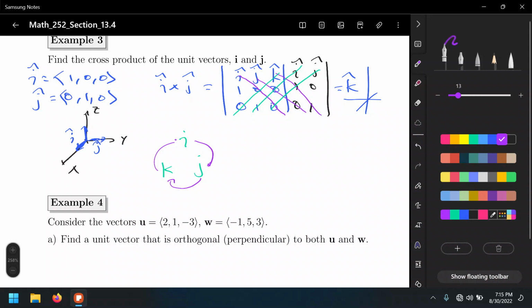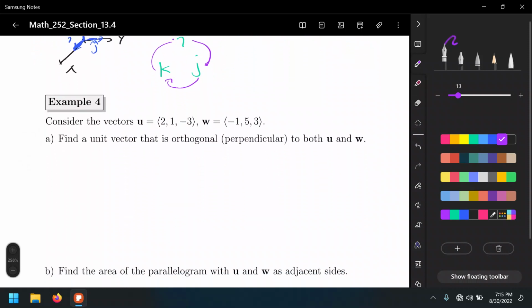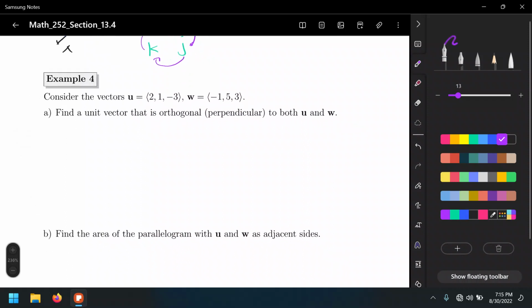All right, let's look at example number 4. Consider the vectors u = (2, 1, -3) and w = (-1, 5, 3). Find a unit vector that is orthogonal, perpendicular, to both u and w. So another cross product: u crossed with w. Let's set up i, j, and k, and that's 2, 1, -3, -1, 5, 3.